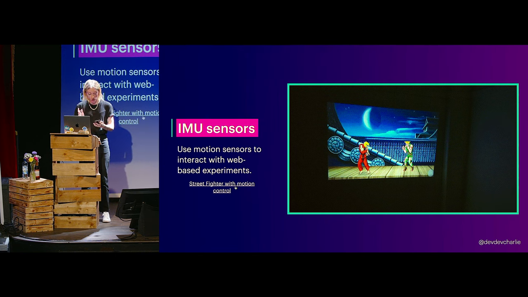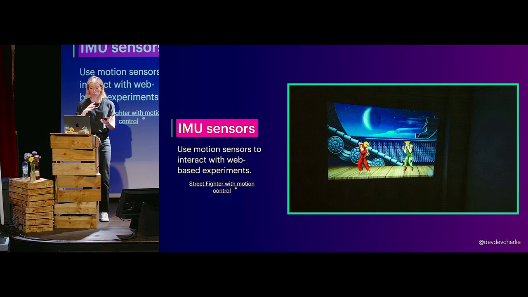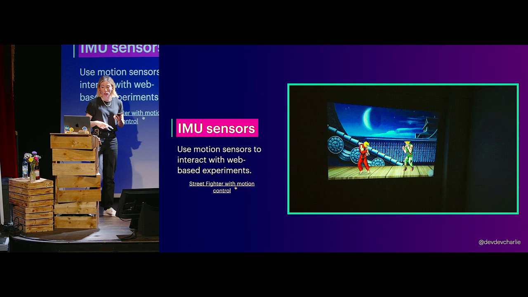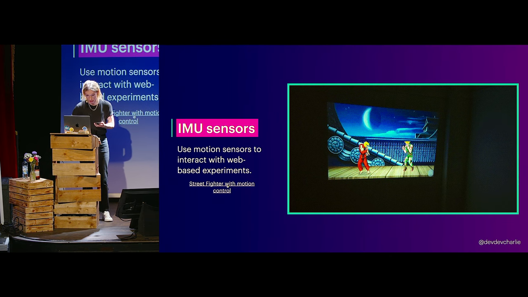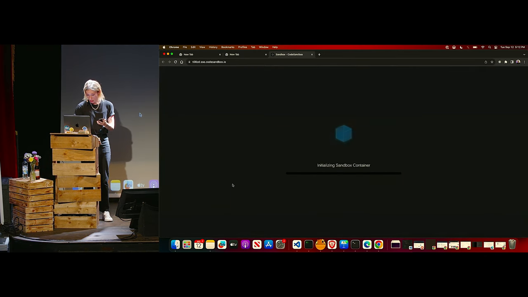The first version wasn't using my phone. It was using another device that had an accelerometer and gyroscope. But knowing that you can get motion data with a web API as well, you could actually use your phone as a controller and hold it in your hand and try to punch things. So I tried it this morning. It worked. But sometimes it doesn't. It depends on CodeSandbox. Sometimes CodeSandbox is happy with me, and sometimes it is not.